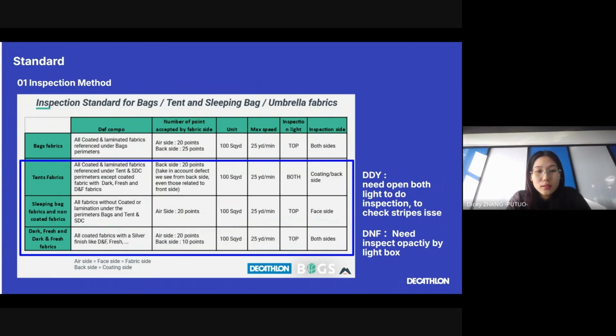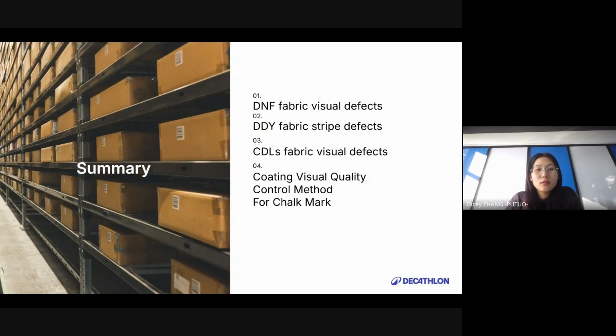Whether the tent is coated fabric or not coated fabric, we need to open both sides to do the inspection. The purpose is to check the strip issues. And for the dark and fresh fabric, except using the passing through machine, we also need to use the light box to check the opacity. After that are the summarized cases here. It includes dark and fresh, the dope dye strip issue, the condensed lens fabric, and the last one is the chalk mark issue.